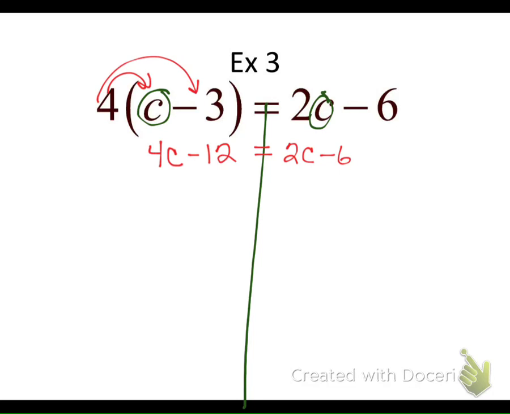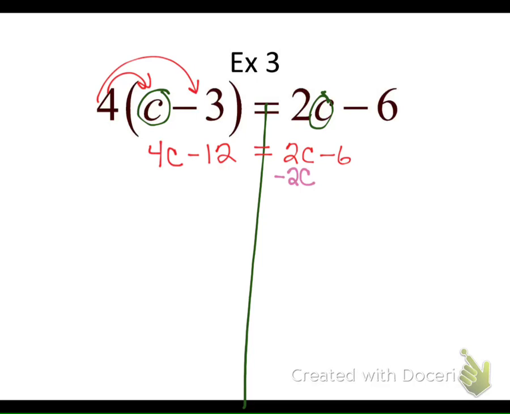Okay, what's my little guy up there? 4C or 2C? How do I move that? If I add it, if I take 2C plus 2C, I'll get 4C. So what's the opposite of add? Because that's a positive. Subtract 2C. Yeah. But we've got the subtraction, minus 6, so.